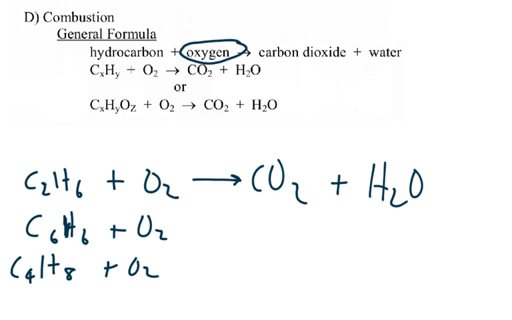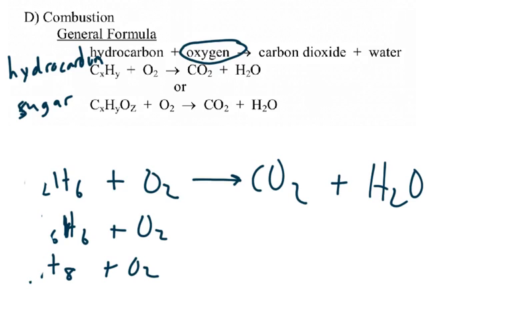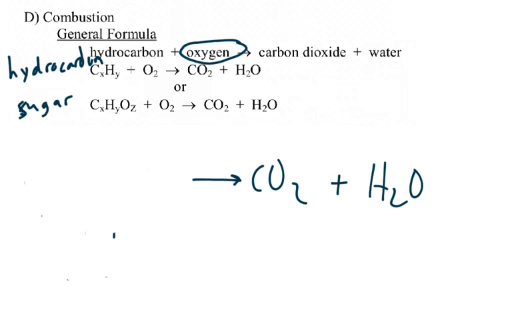Now, the second example is the same thing, except in the first example, I used a hydrocarbon for obvious reasons. You can see it's just hydrogen and carbon. But the second example is a sugar. A sugar can burn in a similar fashion. And what I'll do is erase here, and I also put X, Y, and Z here. But it could be any combination.